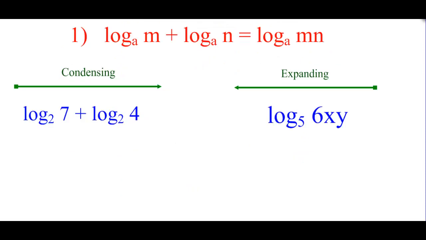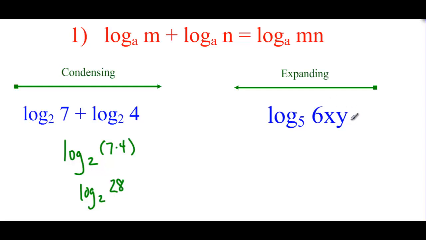These first two examples deal with rule number 1. So I'm going to kind of go through the steps here. I'm adding two logs with the same base, so I can condense it to one single log. When we say condense, we want everything written in one log. So this would be log base 2, and the rule says that we're going to take 7 times 4, so I'm going to get log base 2 of 28, and that's it condensed.